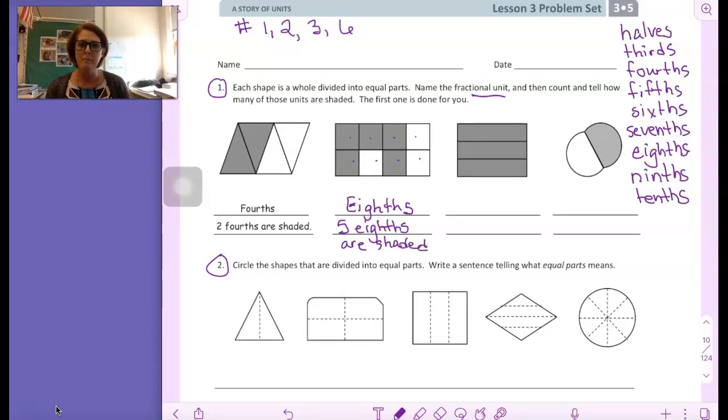Let's go to the next one. How many equal parts are there? There are 3 equal parts, so that means the fractional unit is thirds. So here's 1/3, 1/3, 1/3. That's the fractional unit. And how many are shaded? 3/3 are shaded.